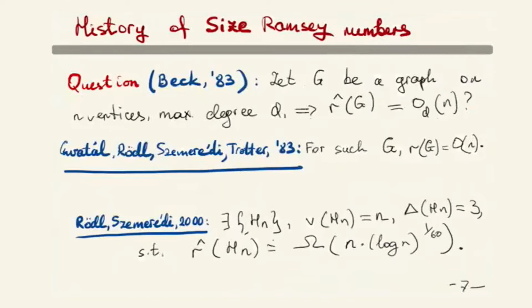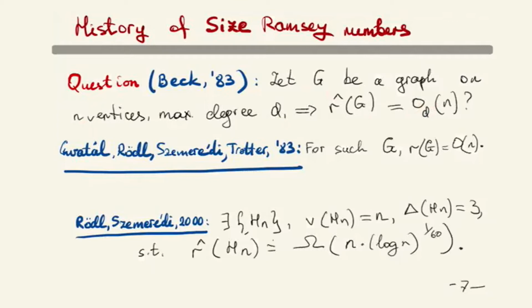And then a question of Beck from the same paper, actually. He said, okay, well, we saw that for graphs of unbounded degree, we can't ask them to have linear size Ramsey number. But what about if I take any graph which has bounded degree? So his question was, if I have a graph G on n vertices and maximum degree d, is it true that the size Ramsey number of G is bounded by some constant depending only on d times n?